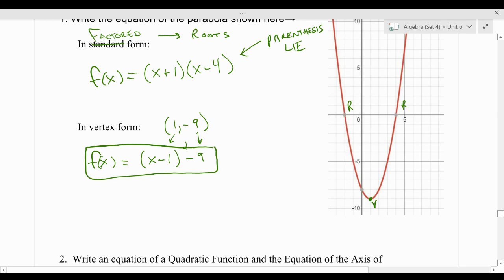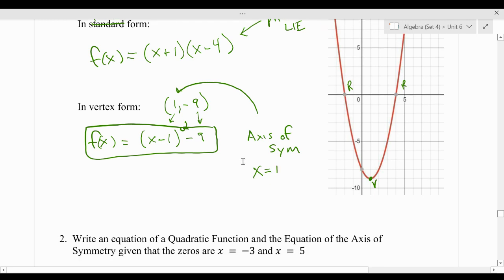All right. So from the vertex, I have f of x equals x minus 1 squared. Sorry, that should be in the square there in the box, -9. But notice this. For the axis of symmetry, you just need to look at the vertex in the x value. So the axis of symmetry is x equals 1. And that's it. All right.